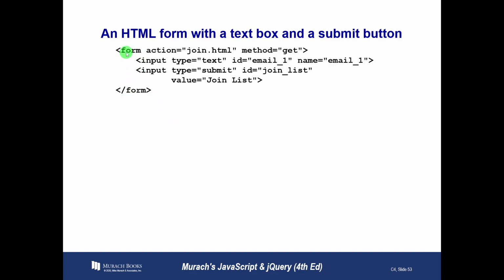Here's a form that we've put on our web page. This is HTML. Its action is join.html. Its method is get. And we have a text box, input type equals text, with a name of email1. And we have an input type of submit, which is a submit button. So we know when we click on the submit button, it will automatically send information to join.html when this runs. That's all great, but what if they didn't fill out their email address?